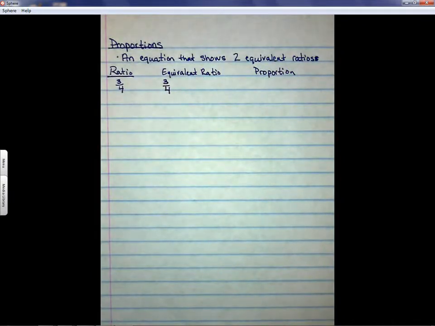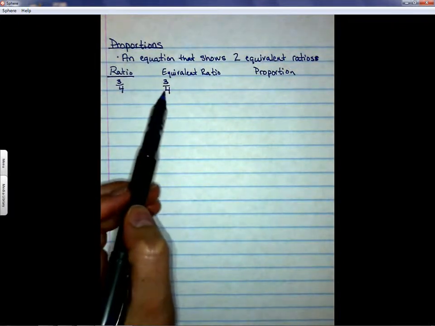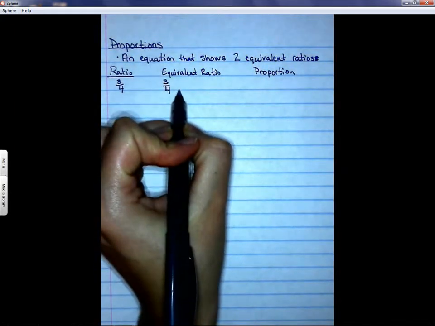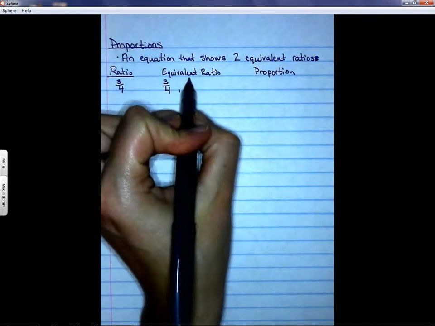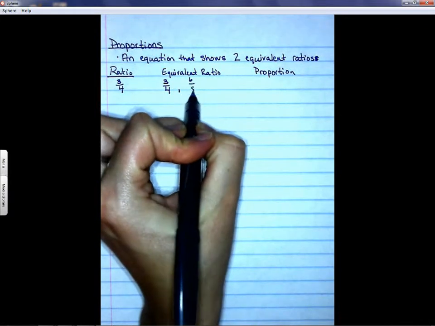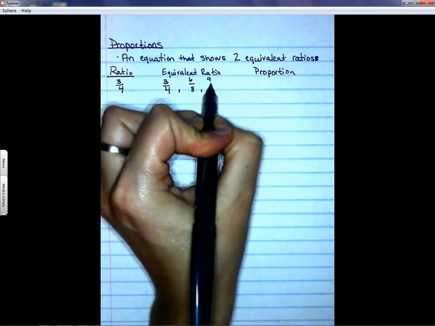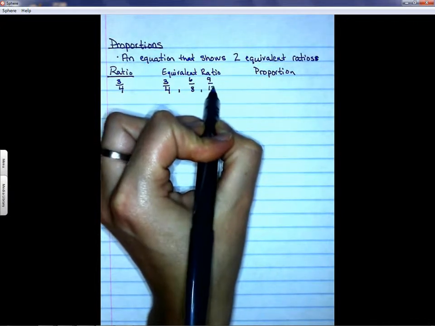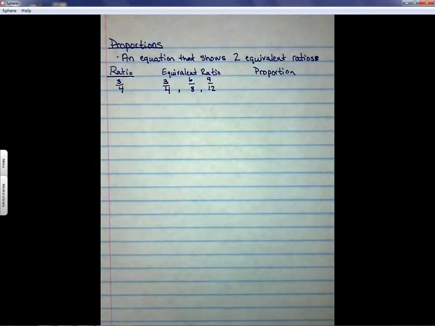So a ratio is just one value or one quantity compared to another using division. That's what that horizontal line is there for. When we're talking about equivalent ratios, we're setting up a single ratio and saying it is equivalent to another. For example, 3 to 4 is equivalent to 6 to 8, which is equivalent to 9 to 12.